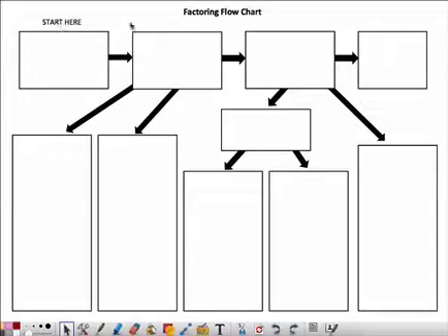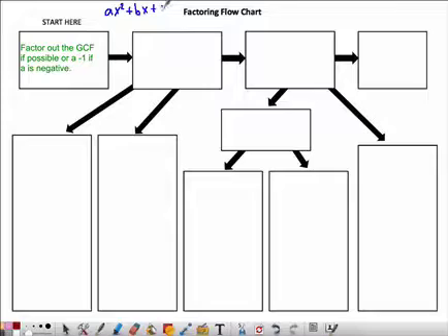Okay, so you would start here and you would look at the problem that you're given, and the first thing you're going to do when you get a problem is factor out the GCF if possible, or a -1 if A is negative. And remember that when we're working with a quadratic, for instance, we would have ax squared plus bx plus c. So if A is negative, or if there's a GCF that you can factor out of all three, the first thing you'd want to do is factor it out. I'm not giving an example of that right now, but we will practice this in class. So if it's possible, you go ahead and do that, and then you can go to the next box.